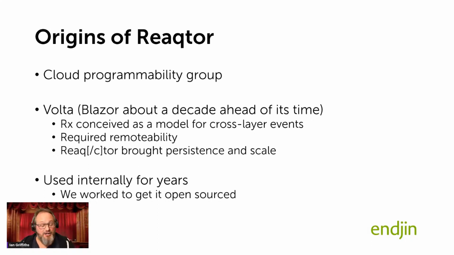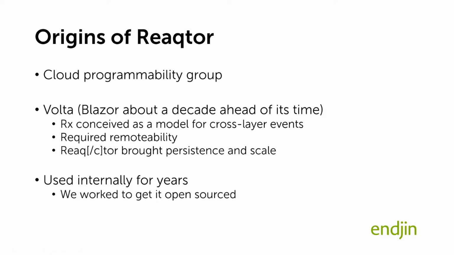And it came originally out of the Cloud Programmability group. So the Cloud Programmability group was formed back in the days when Azure was very new, and Microsoft was concerned about how easy it would be for developers to exploit the potential of a cloud-based platform. And so they were looking at potential new programming models that could help developers get to grips with this. And one of the things that they came up with was a project called Volta, which was talked about publicly, but it was never actually released.